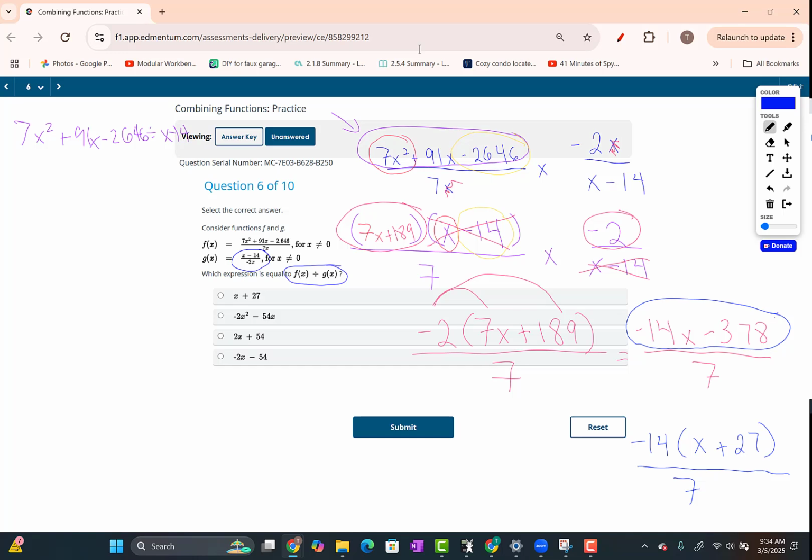Negative 14 divided by 7 is going to reduce. I'm out of space, so I'm just going to do it right here. Negative 14 divided by 7 becomes negative 2. Answer is still not there. Let's distribute the negative 2 now. We get negative 2x minus 54. Finally, that is an answer choice.